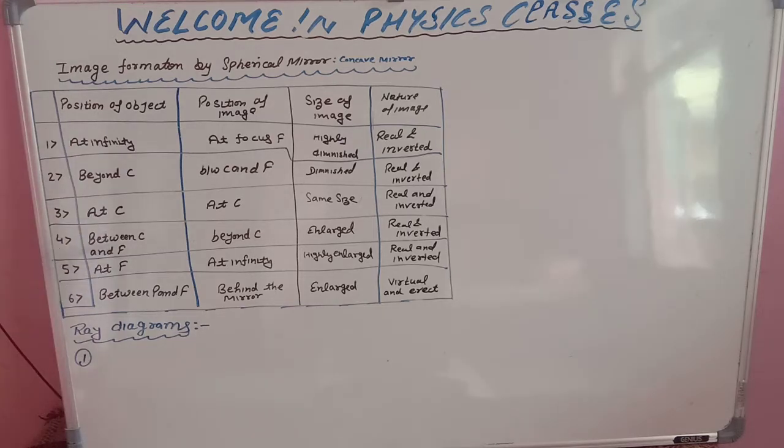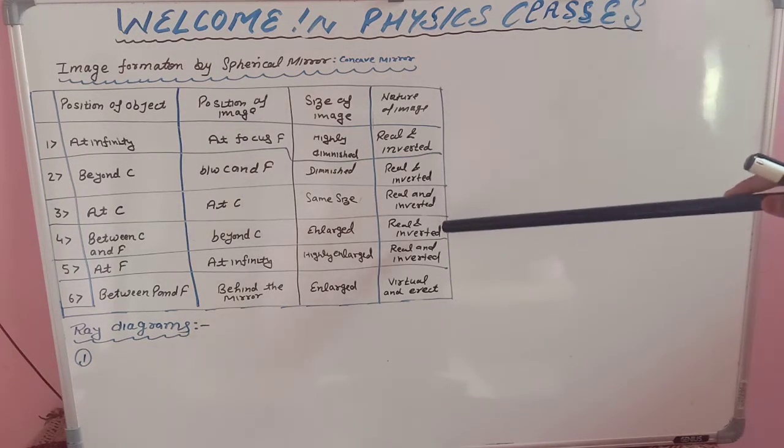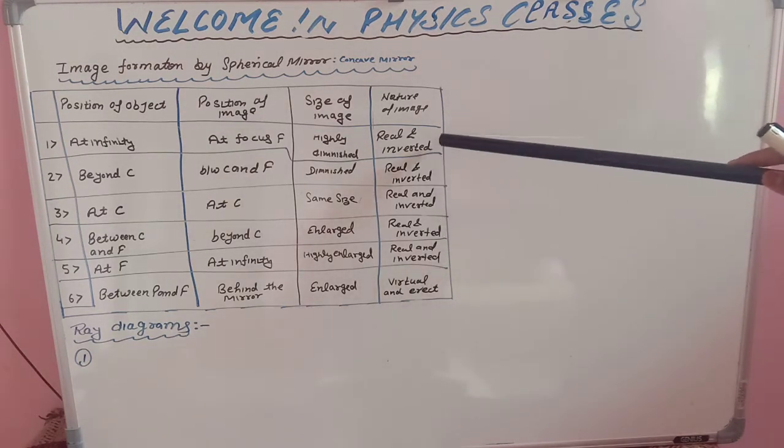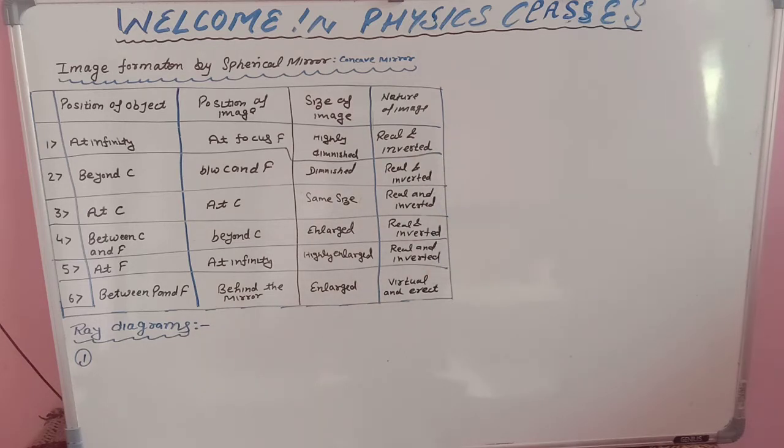Let us come to the fourth point. If position of object is between C and F, then image will be beyond C. Image will be enlarged. Enlarged means large in size, and real and inverted. If object is at focus F, then image will be at infinity and size of image will be highly enlarged and nature of image will be real and inverted. Last case is very important and very special also. Why is it special? Because you can see every time the image is formed real and inverted, real and inverted.